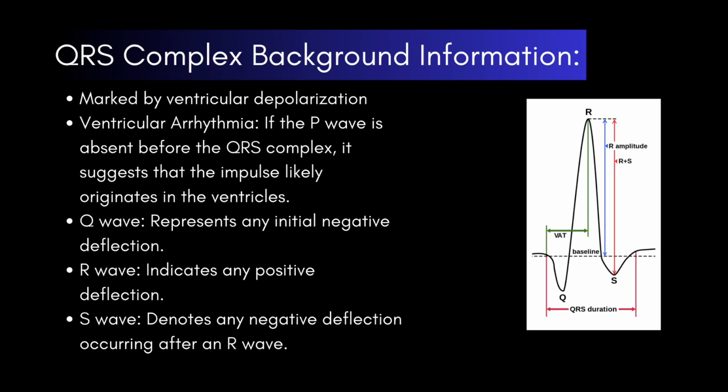The Q wave in the QRS complex represents any initial negative deflection. The R wave indicates any positive deflection. The S wave denotes any negative deflection occurring after an R wave. And I have a nice picture to the right to denote what a QRS complex should look like on a typical ECG diagram. Moving on.